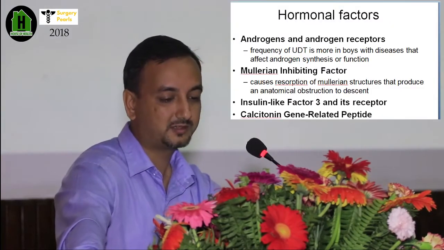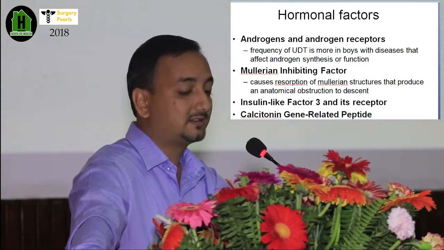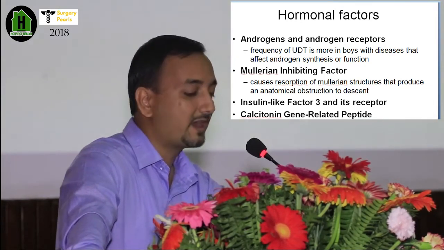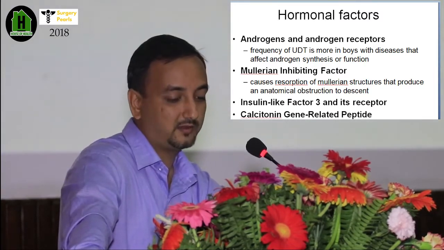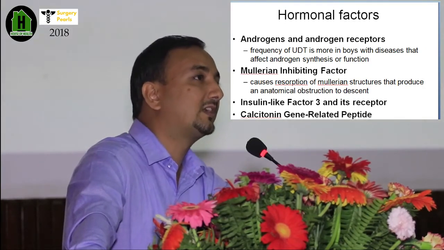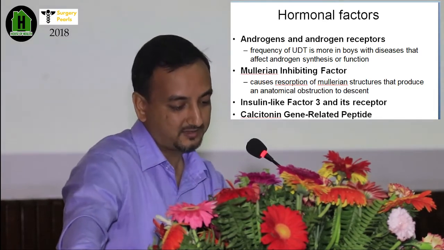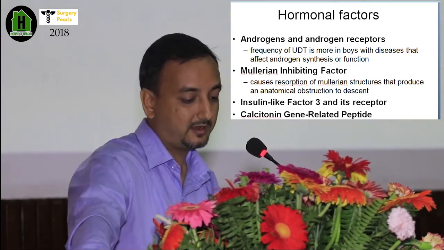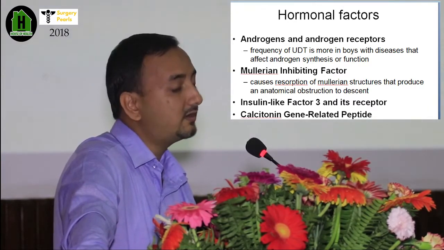for descent. So the other important factors are hormonal factors, among which androgen and androgen receptors are important, because it has been shown that the frequency of undescended testis is more in boys with diseases that hamper androgen synthesis. Then there is Mullerian inhibiting factor, because without resorption of the Mullerian structures, there is always an anatomical impedance to descent. And then there are insulin-like factor 3 and its receptor, calcitonin gene-related peptide, and epidermal growth factors. These are also important hormonal factors for testicular descent.